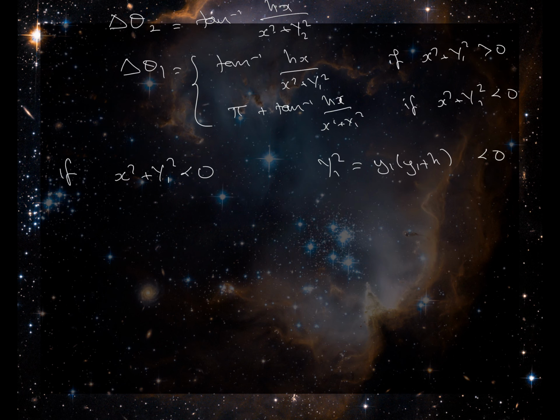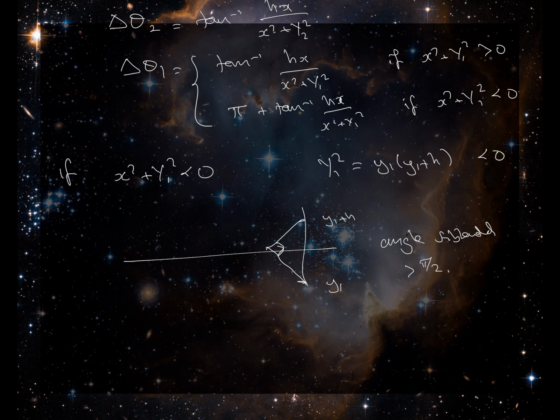So that would happen in the case that the angle subtended by the story is greater than pi by 2. So now the angle subtended from the upper story is always less than pi by 2.